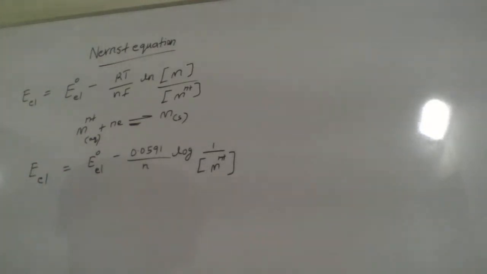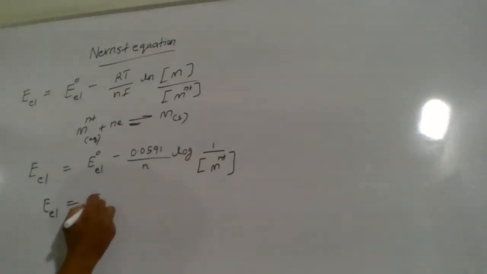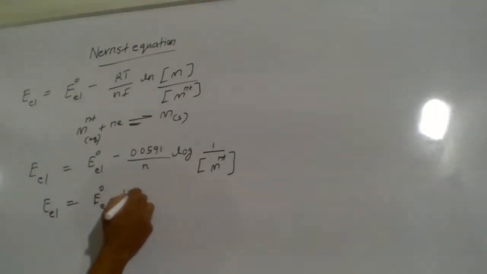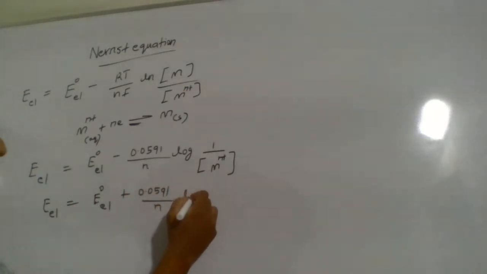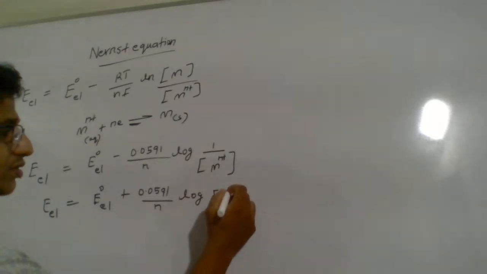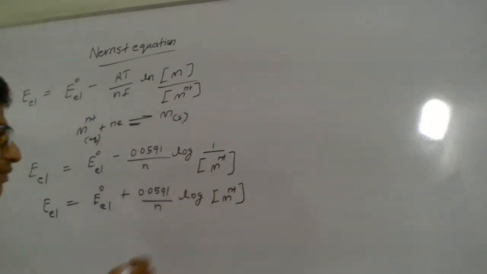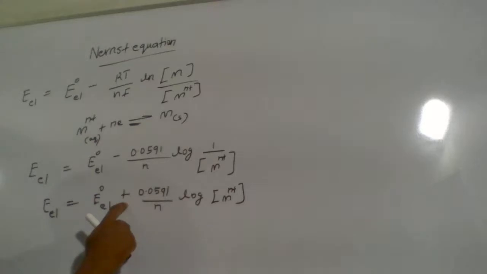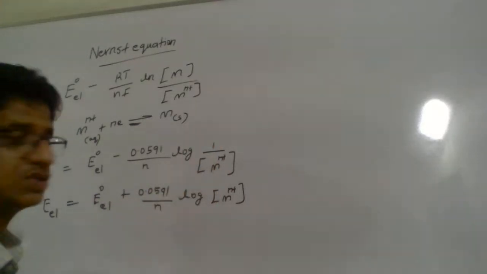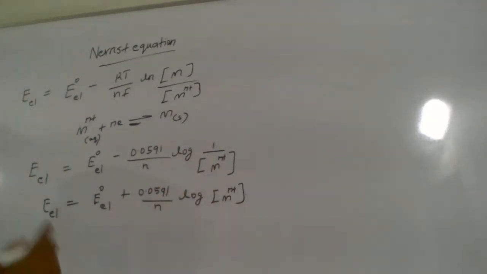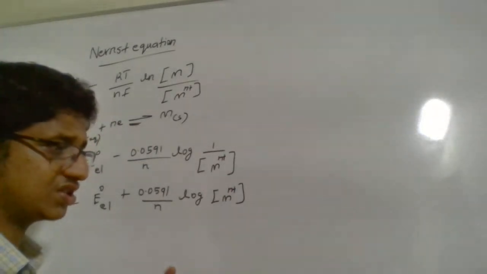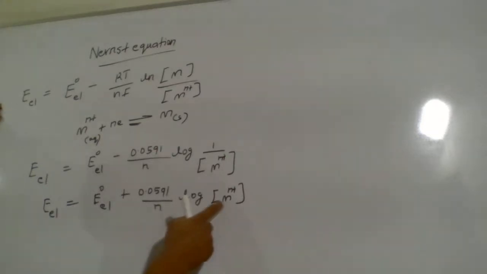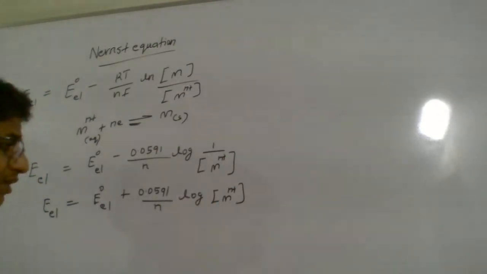If you do not want to keep the minus sign, you can write E electrode is equal to E0 electrode plus 0.0591 divided by n log concentration of M n+. Minus changes to plus because the reciprocal comes out of the log, so you can remember that also. This is the equation to find the electrode potential of an electrode if the concentration of the electrolyte is different. Just apply the concentration here, and you will get the electrode potential.